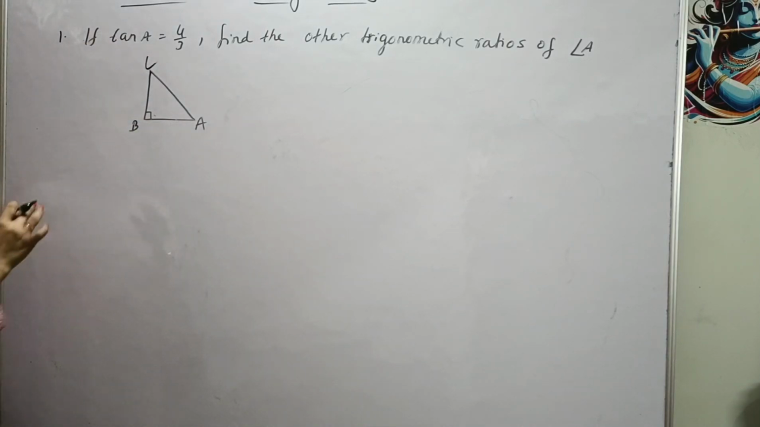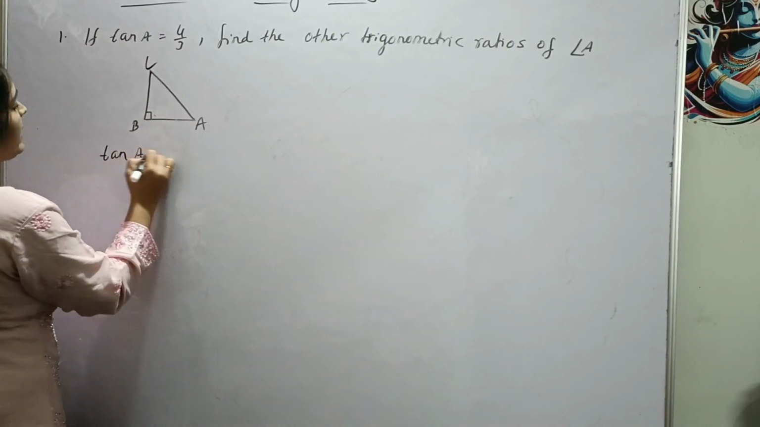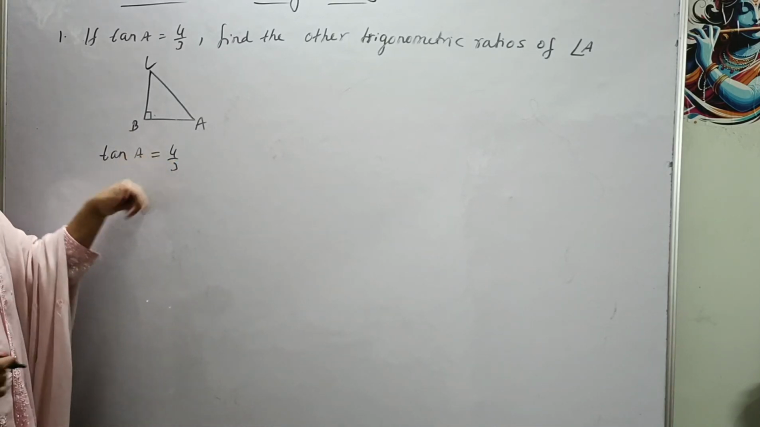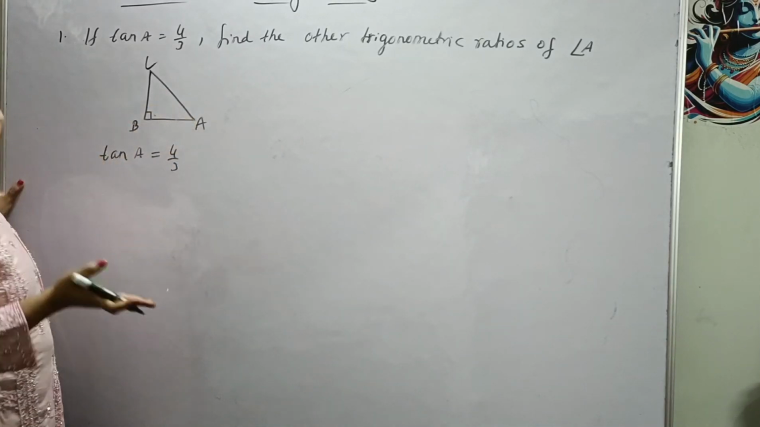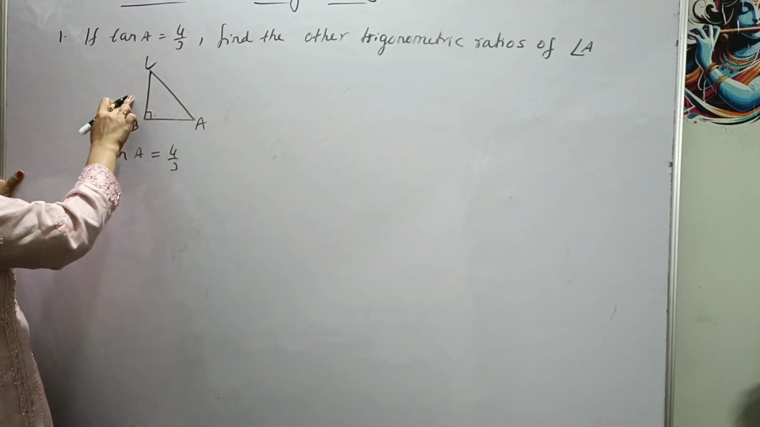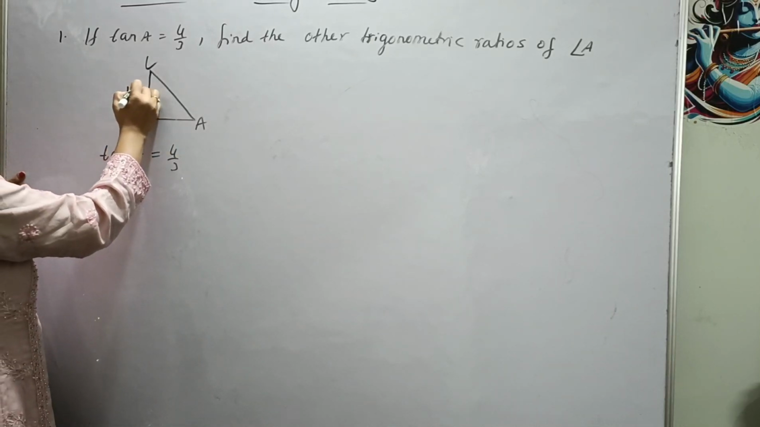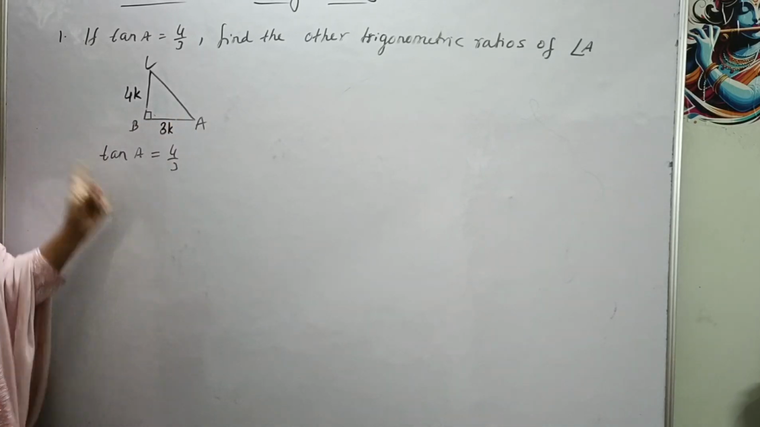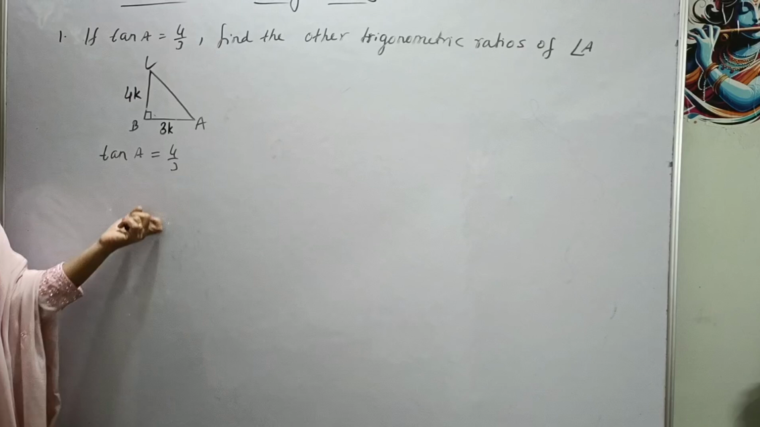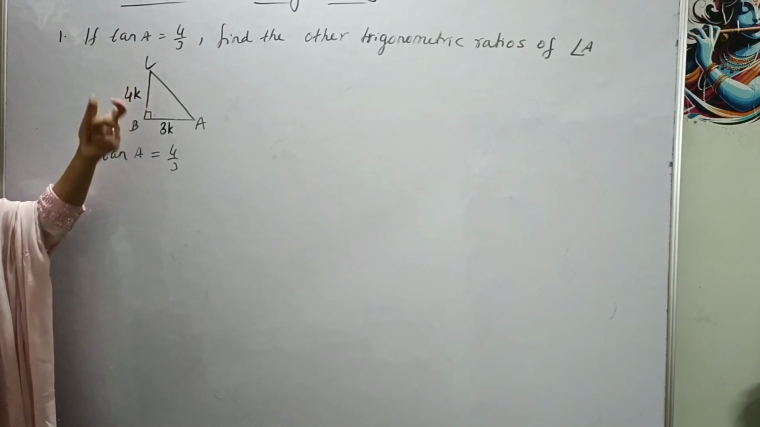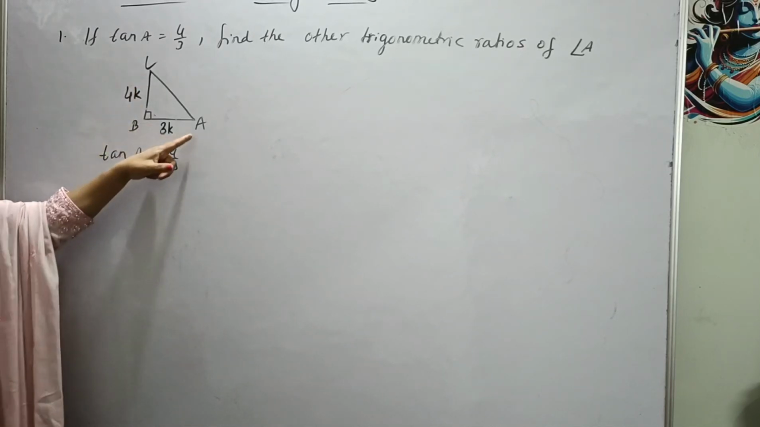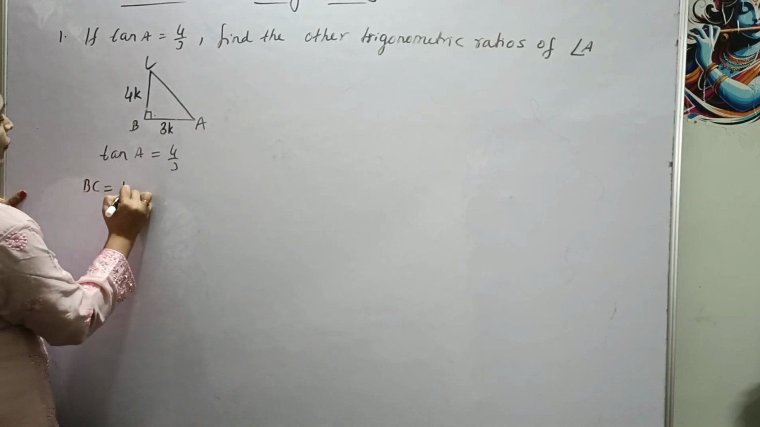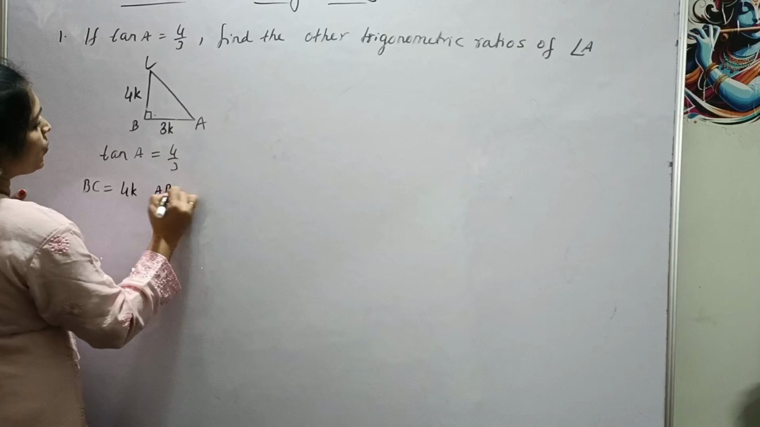It is given that tan A is equal to 4 by 3. That is, this ratio is 4 is to 3. What is tan A? Opposite divided by adjacent. Opposite is BC, therefore it is 4K, and adjacent is 3K. Therefore tan A, its ratio, is 4 by 3. So we take BC as 4K and AB as 3K.